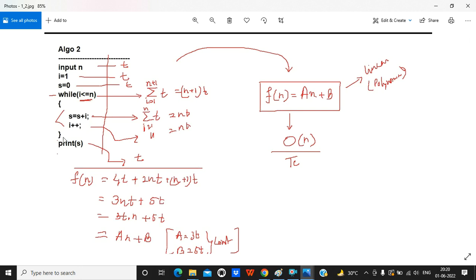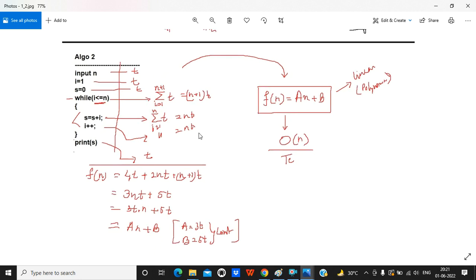So an algorithm or a function which contains a single loop, single loop means no nested loop and no recursive function call, can be represented using this type of mathematical function, linear function on n.